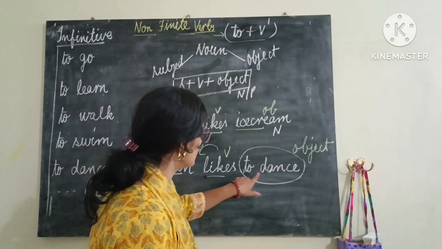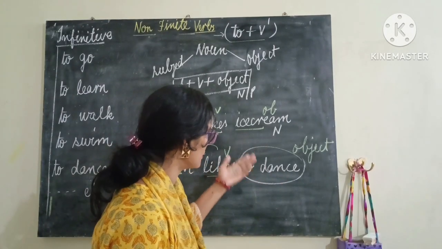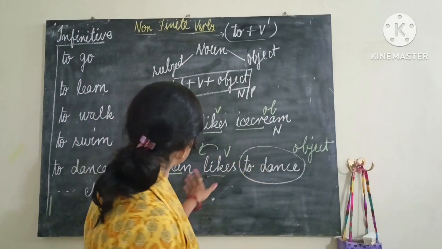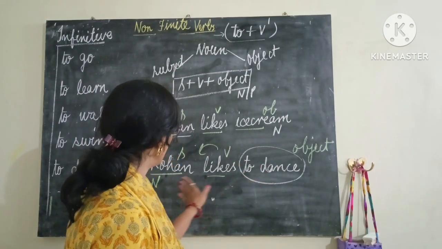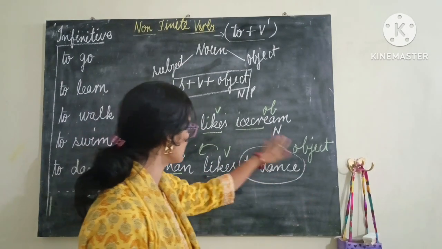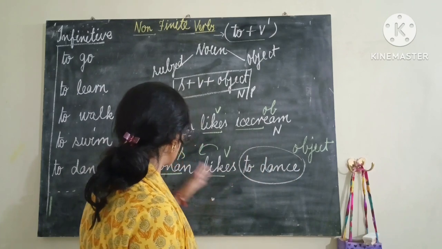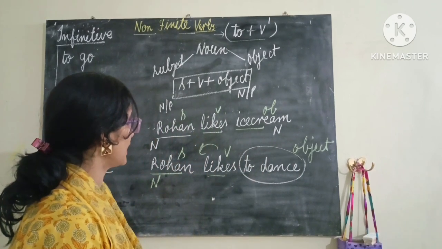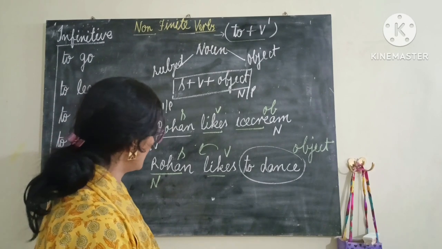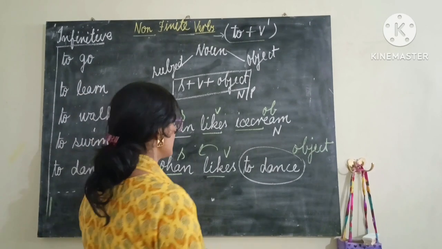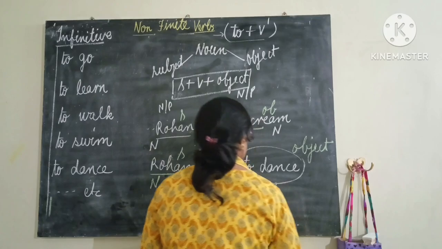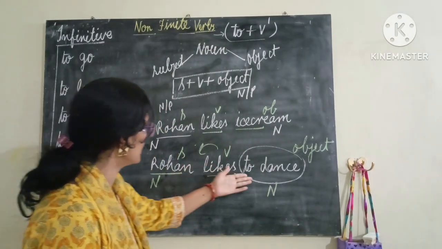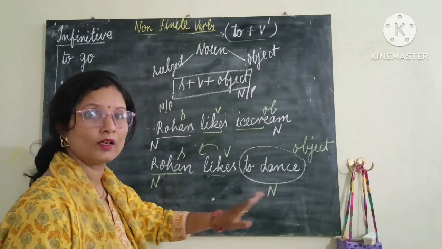So here, to dance looks like a verb because dance, you know, is an activity. But here dance is not. Rohan likes to dance. Rohan is not dancing here. Dancing is not any action that is done by Rohan. But Rohan likes to dance. This is the name of the activity that Rohan likes. So this is behaving as a noun here, because objects are always noun or pronoun, and here to dance is behaving as a noun, not a verb.